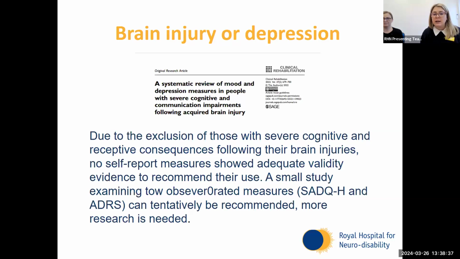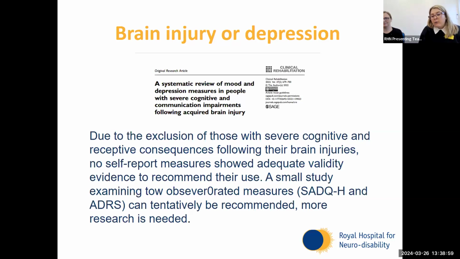There was one small study that examined, with a lot of spelling mistakes there, 2 observer-rated measures, which was the Stroke Aphasia Depression Questionnaire and the Aphasia Depression Rating Scale. And we can tentatively recommend them, but that study was incredibly small. It only used 25 participants, so a lot more research is needed.